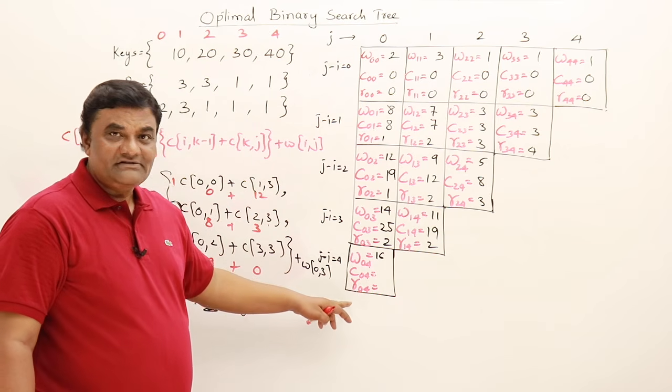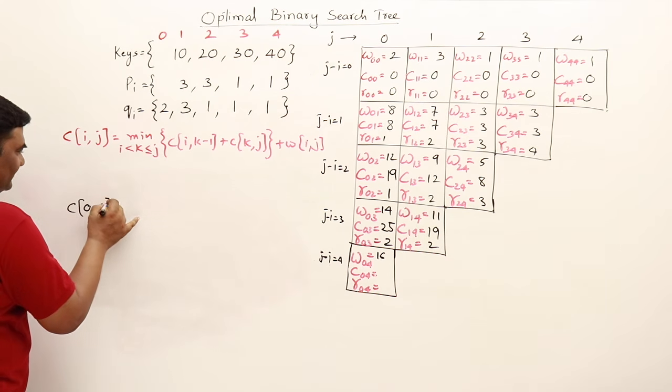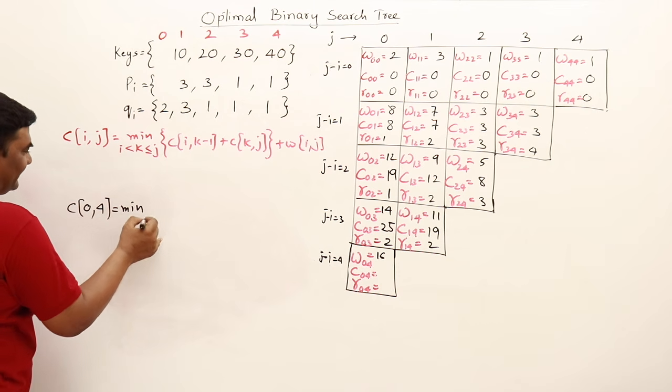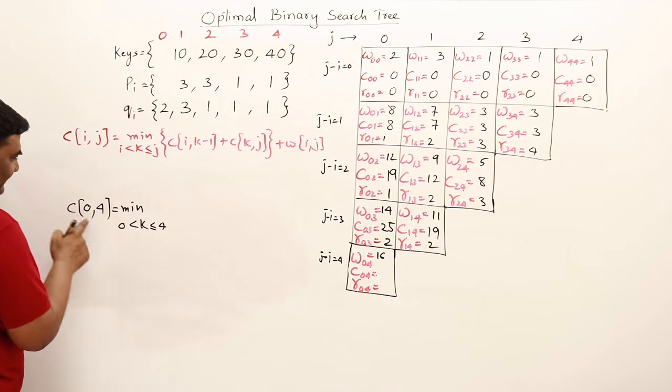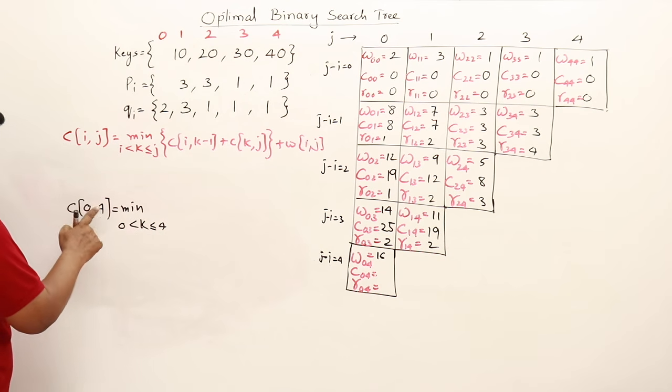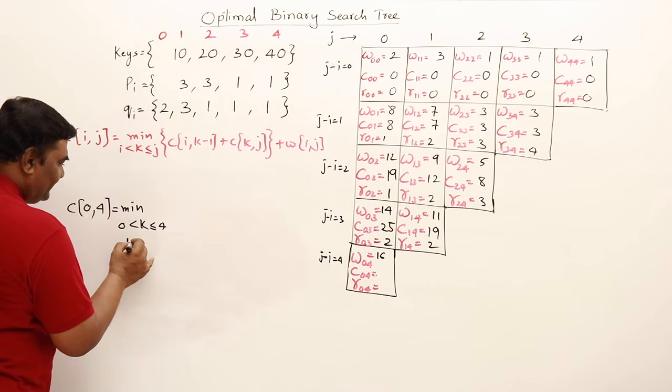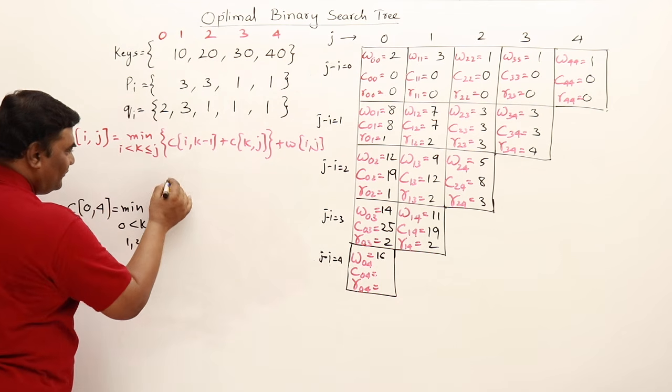Now let us try this one. C of 0, 4. So what are the values k can take? K should take the values greater than 0, less than or equal to 4. See, this is 0, right? If it is 1, greater than 1. Okay. So whatever the initial value is. So k can take the values 1, 2, 3 and 4. So 4 values are possible.